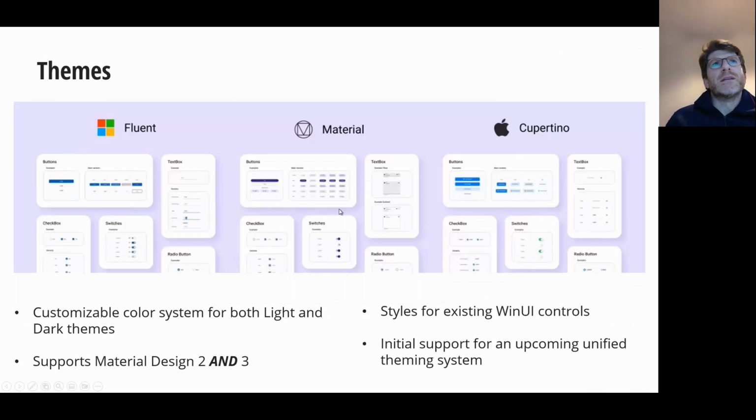So the next thing we want to talk about is the themes library. These ship as a NuGet package. There are themes available for both Material and Cupertino. The Fluent theme is what comes packaged with the Uno platform.